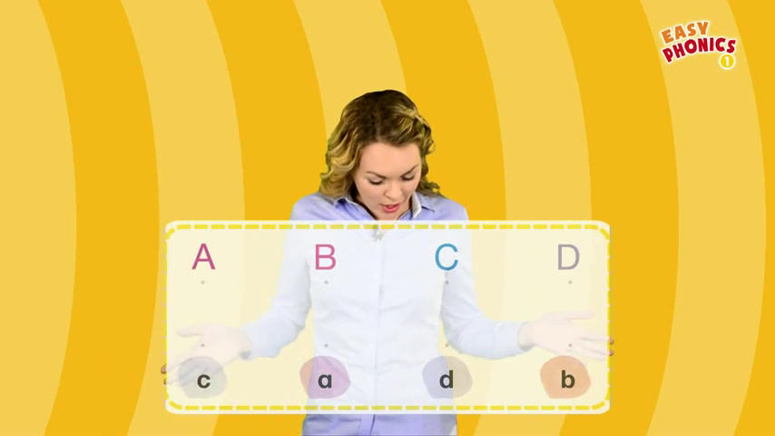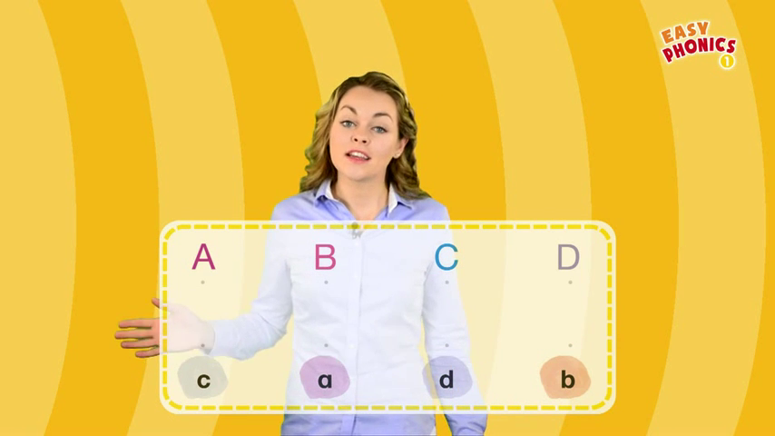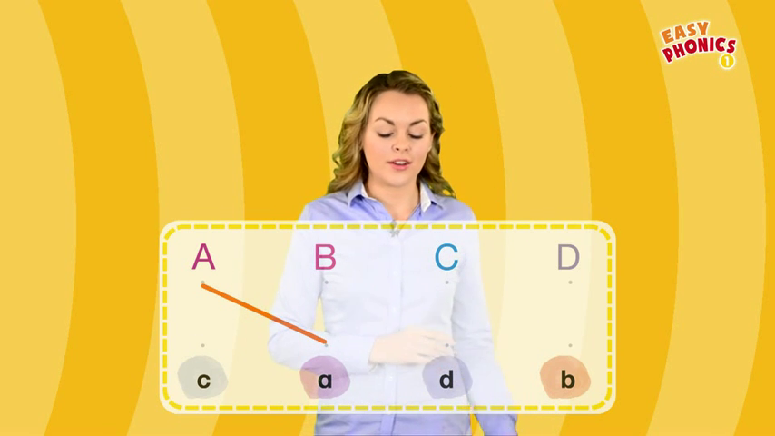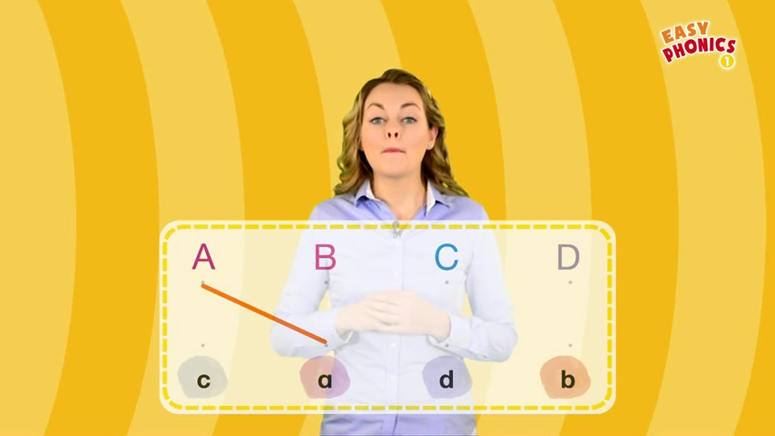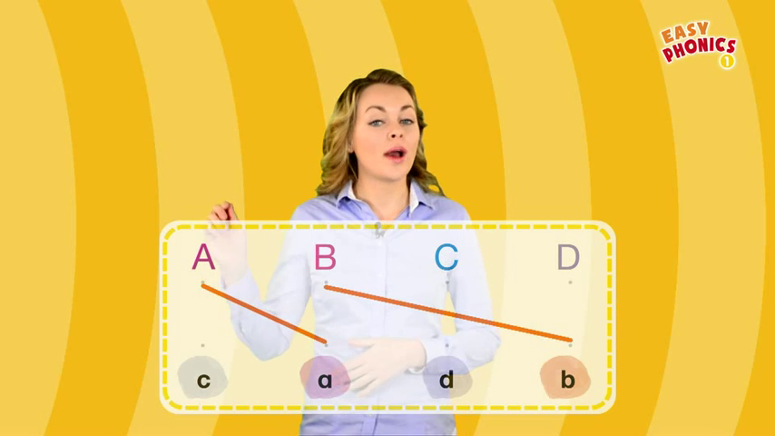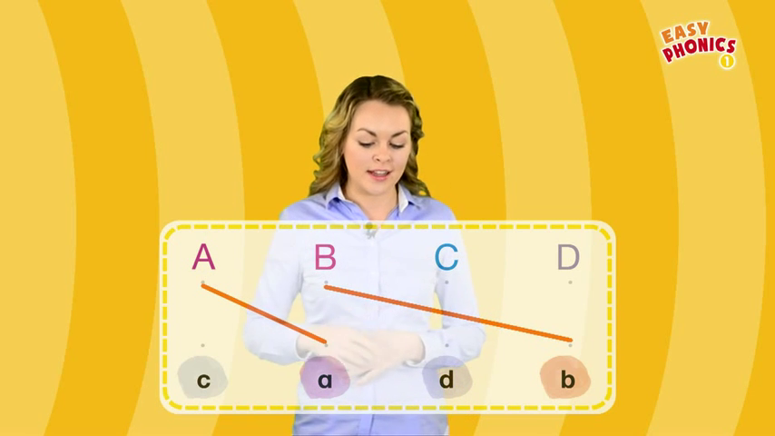So what have we got? We have A, capital A, small a. Next, B, capital B, small b. Go ahead and draw that line. Match up the capital and the small letter.